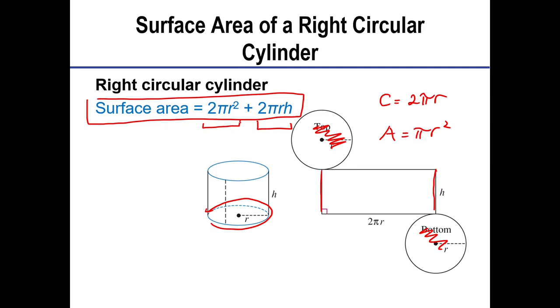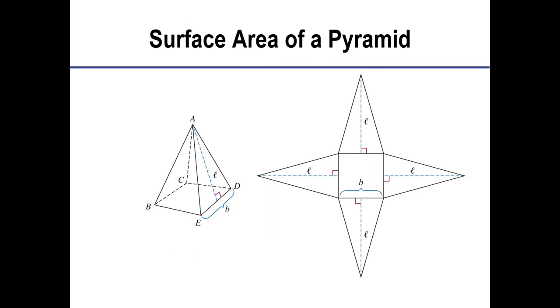And now we can easily calculate the surface area. All we need to do is figure out what r is and what h is in the problem, and then we'll plug it into the formula. Let's look at the surface area of a pyramid.